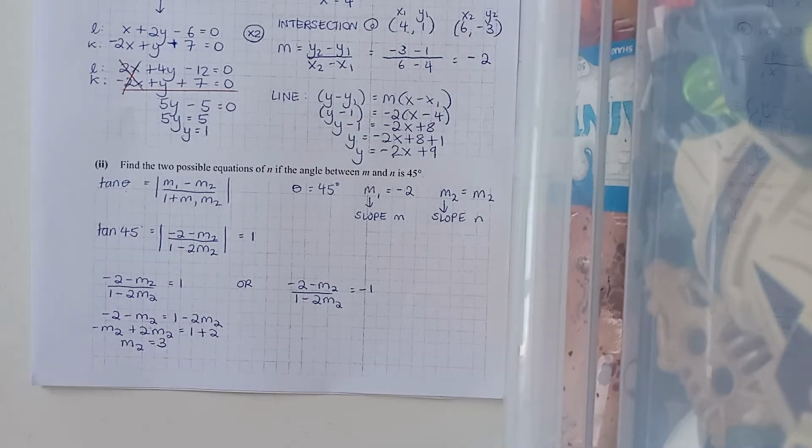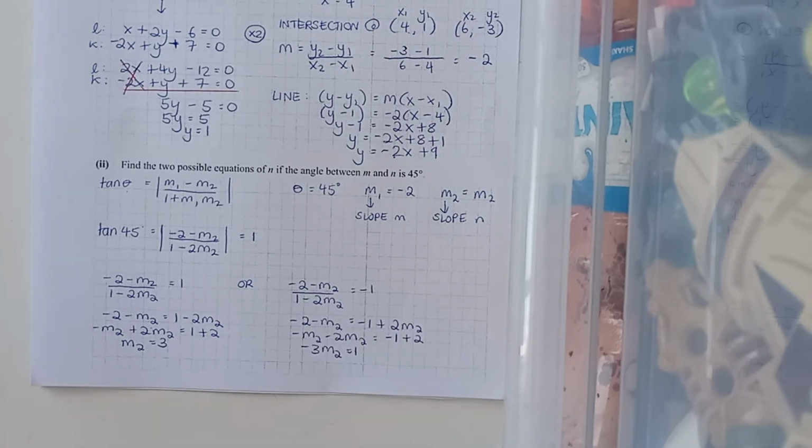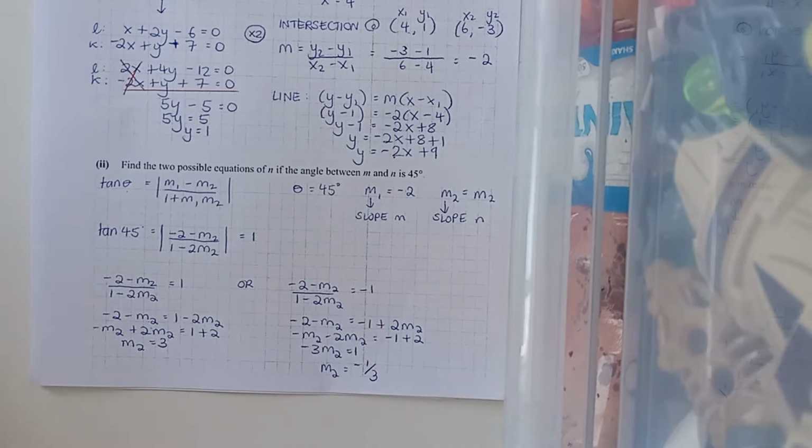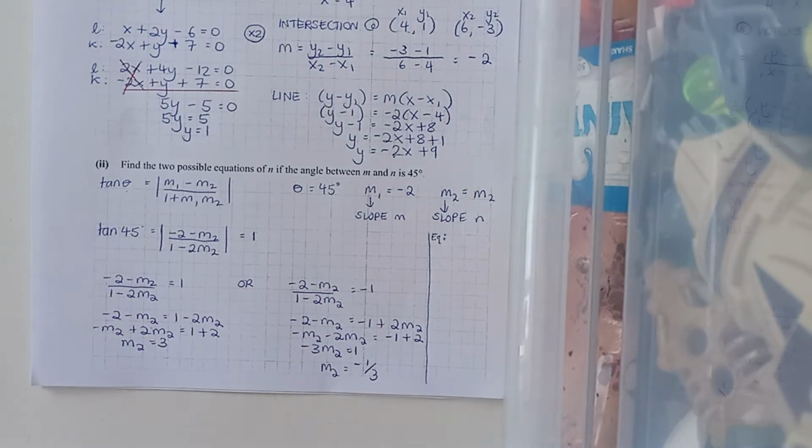So one possible solution is that m2 is equal to 3. And the other possible solution is that m2 equals -1/3. Now, they've left me very little space for this, in fairness. I still have to get two possible equations and I have to really squeeze that in. Don't forget, to get the equation of the line, I need to know slope and point.